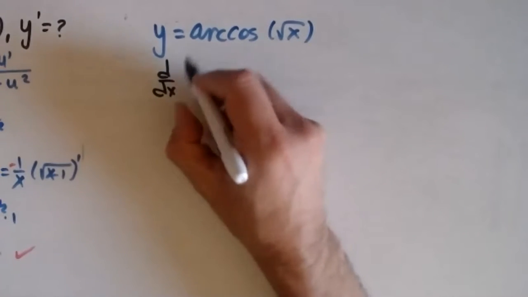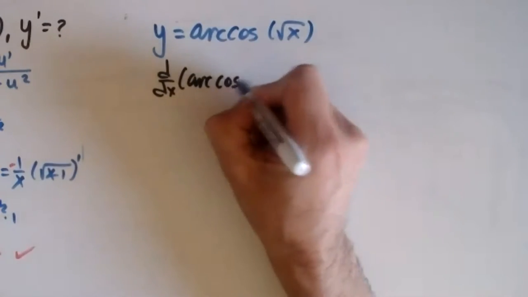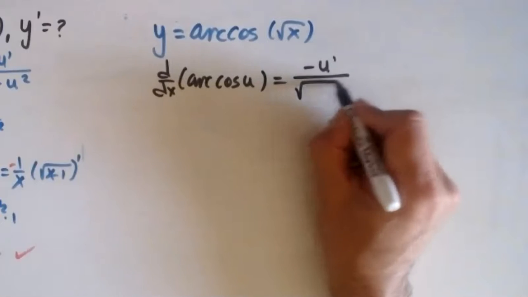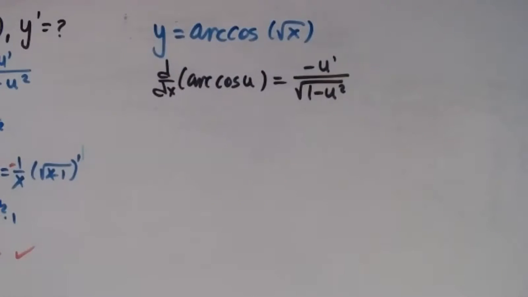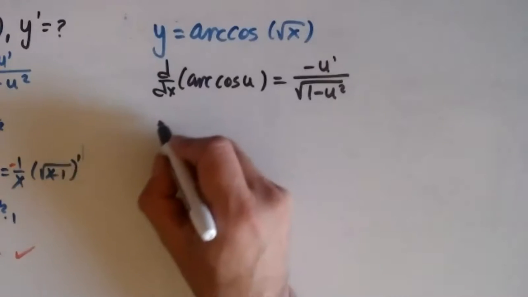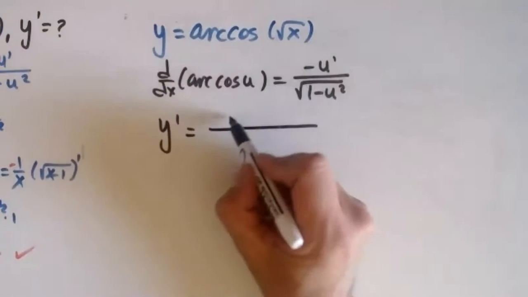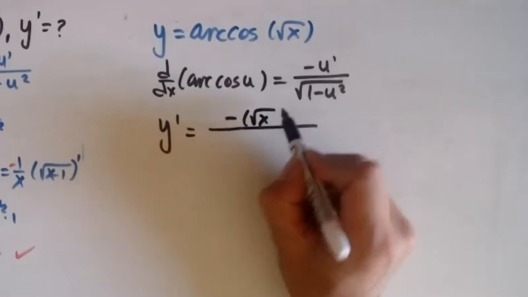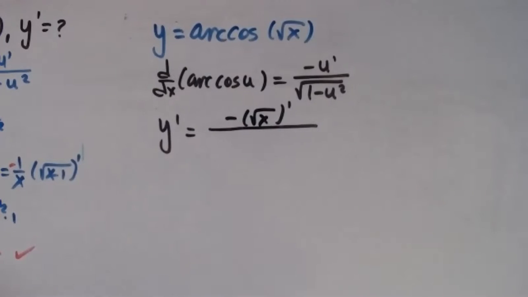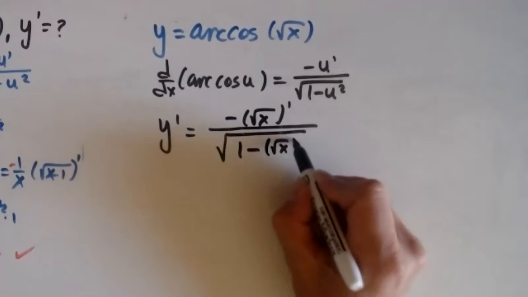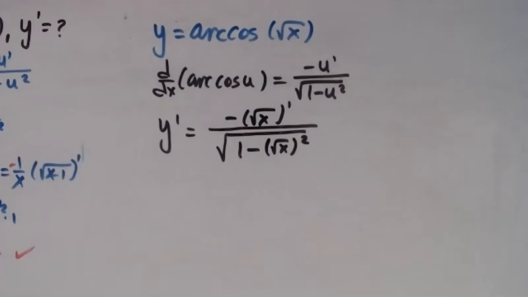d/dx of the arc cosine of u is u prime, negative, over the square root of 1 minus u squared. Okay, so this is my formula. So I'm going to apply my formula. So y prime is negative the derivative of the square root, so the square root of x prime, and here I'm going to have 1 minus the square root of x squared. So I apply my formula.